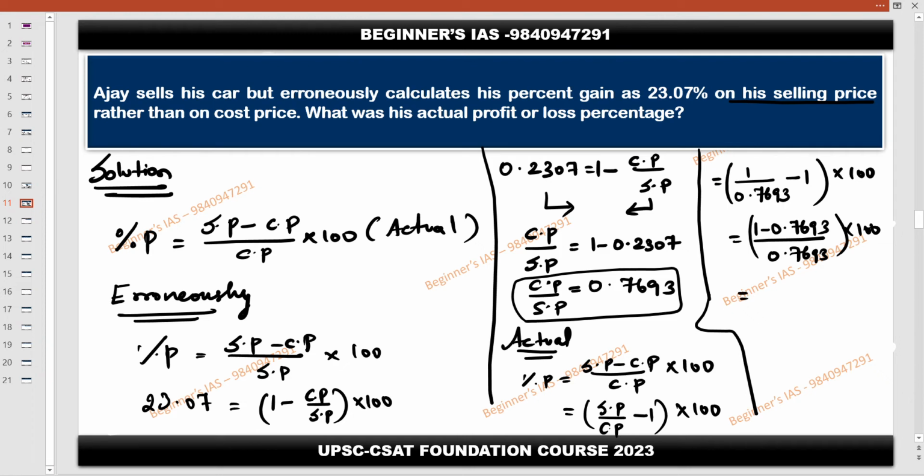So 1 minus 0.2307 by 0.7693 into 100. Then this is nothing but 3 times, isn't it? 3 times, right? Yes, sir.